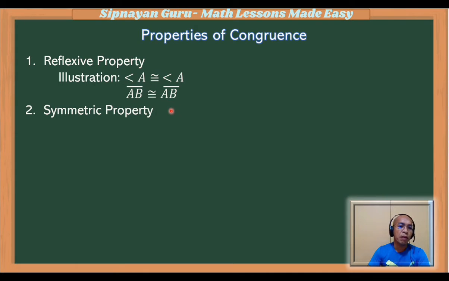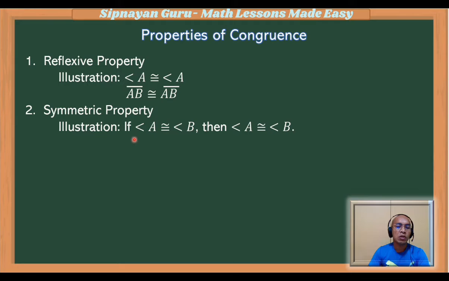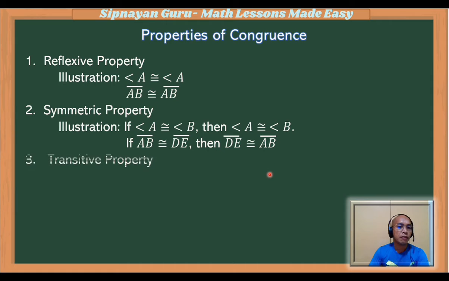We also have the second property, which we call the symmetric property. In the symmetric property, it is illustrated as: if angle A is congruent to angle B, then we can say that angle B is congruent to angle A. So we just reversed. Or if segment AB is congruent to segment DE, then DE is congruent to segment AB.